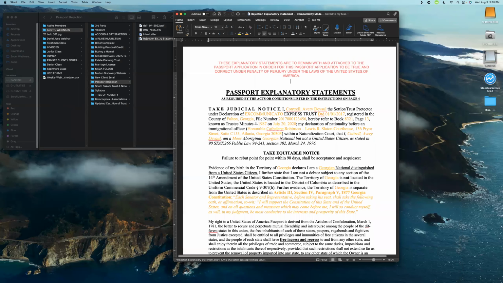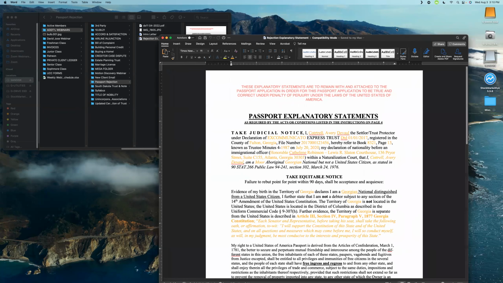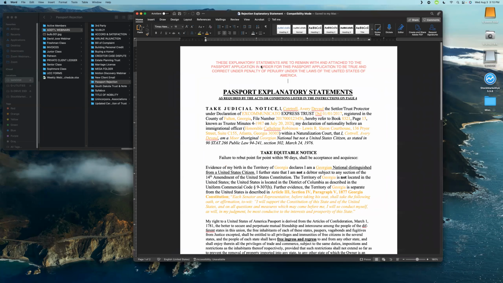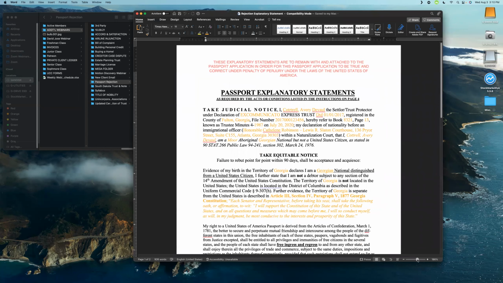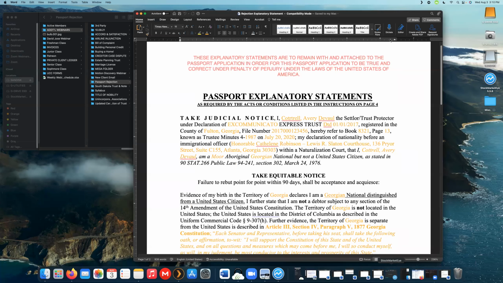Here we go. I always have a header at the top. The header will say, these explanatory statements are to remain with and attached to the passport application in order for this passport application to be true and correct under penalty of perjury under the laws of the United States of America. Now, why do I keep saying United States of America? Well, let's go to Google. You'll see why.